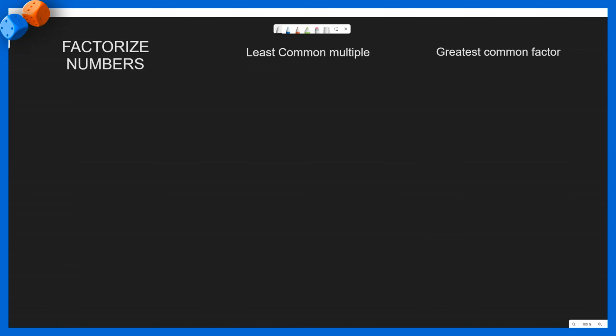Today we will learn to factorize numbers to get the least common multiple between two numbers and to get the greatest common factor between two numbers. First of all, to do these two things, we need to factorize numbers properly. So let's start with that.